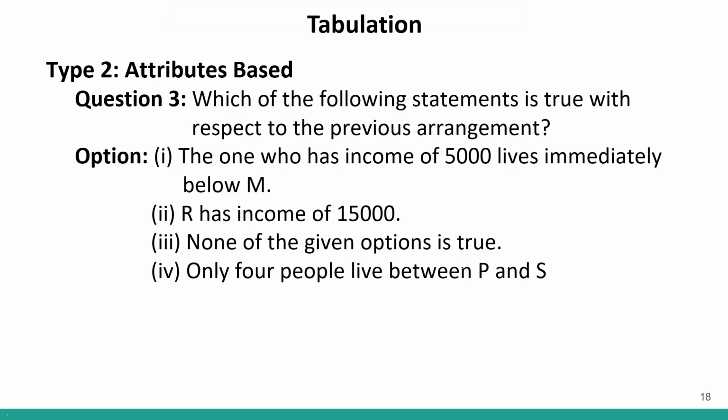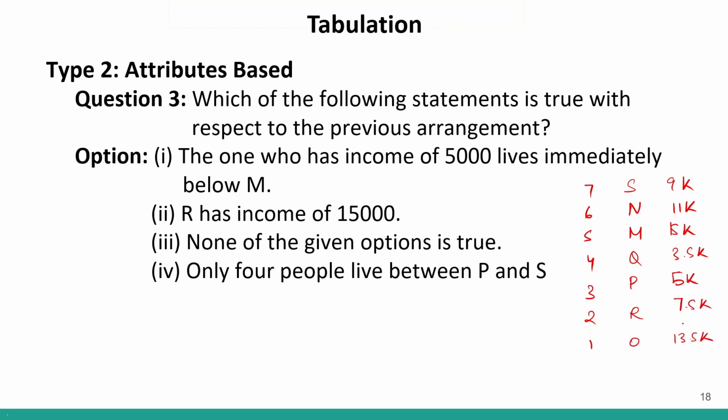Okay. Question number 3 is, which of the following statements is true with respect to the previous arrangement? So arrangement, let me draw again. We have 7, 6, 5, 4, 3, 2, 1. We have S, N, M, Q, P, R and O. And we had 9K, 11K, 15K, 3.5K, 5K, 7.5K and 13.5K. So this was the arrangement. We have to answer which of the following statements is true.